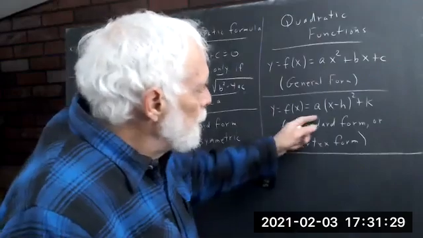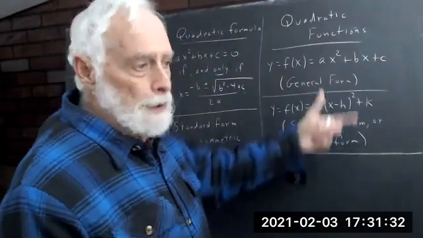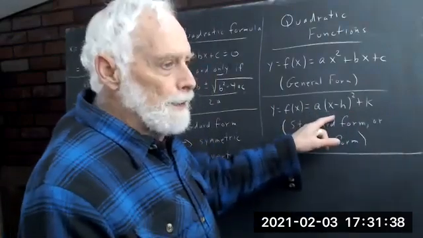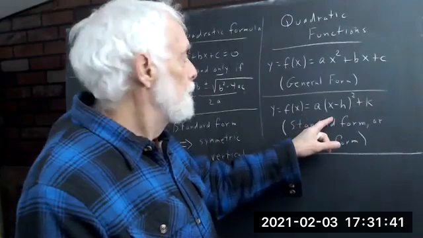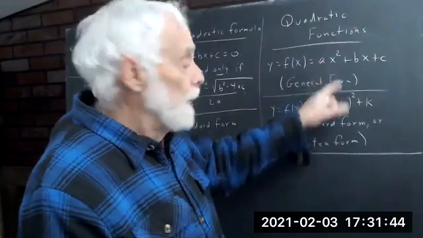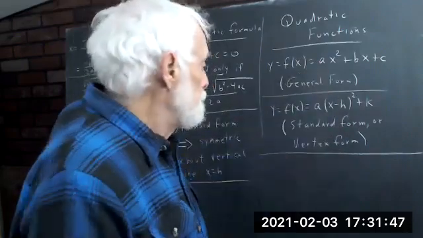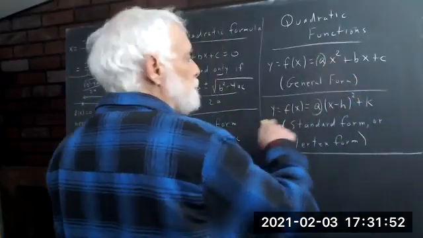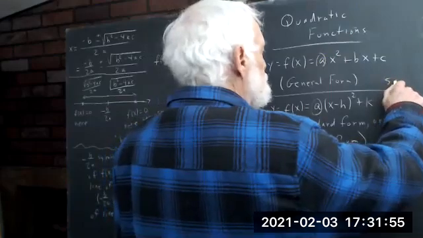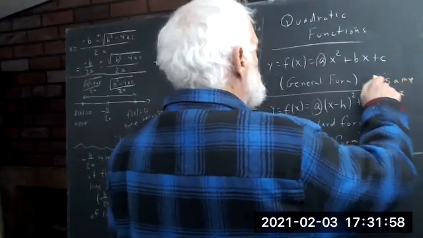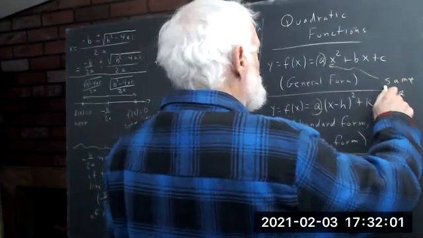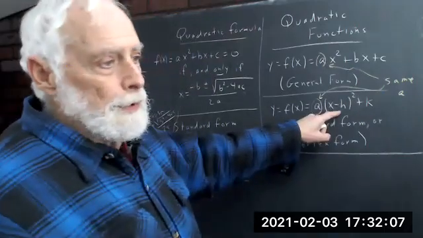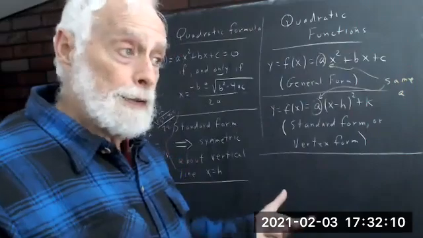If you expand this, x minus h quantity squared is going to be x squared minus 2xh plus h squared. Multiplied by a, you're going to have ax squared here, just like you have ax squared here. So this a is the same as this a. Also, h is the axis of symmetry, but negative b over 2a is the axis of symmetry.